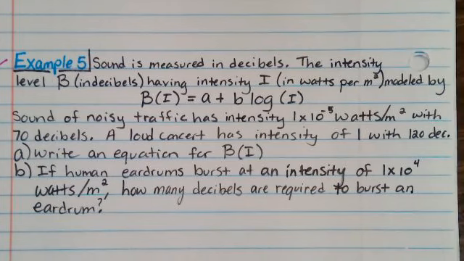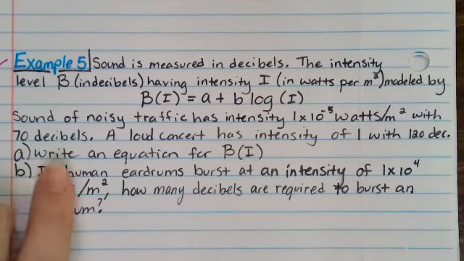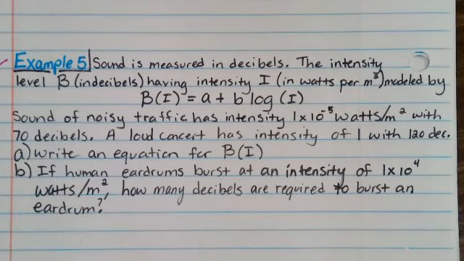All right, so we've got a question here talking about sound. It's measured in decibels, and the intensity level we can say is in decibels, and it has an intensity I in watts per meter squared. That's going to be modeled by that equation that you see, and we're given some information here. It says a sound of noisy traffic has an intensity of 1 times 10 to the negative 5 watts per meter squared with 70 decibels, right? And a loud concert has an intensity of 1 with 120 decibels.